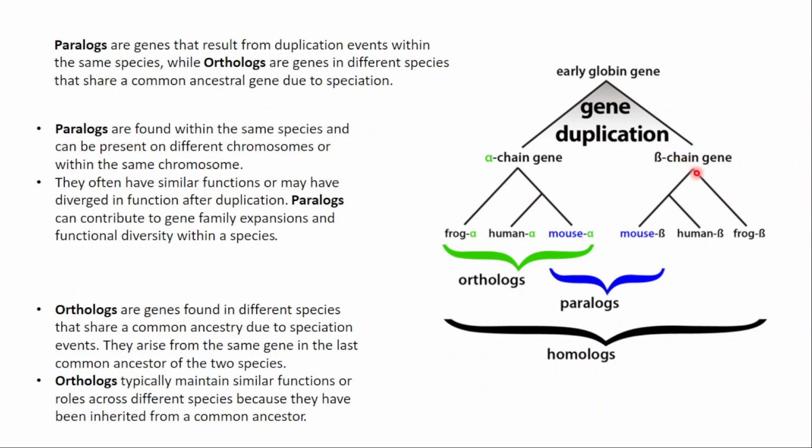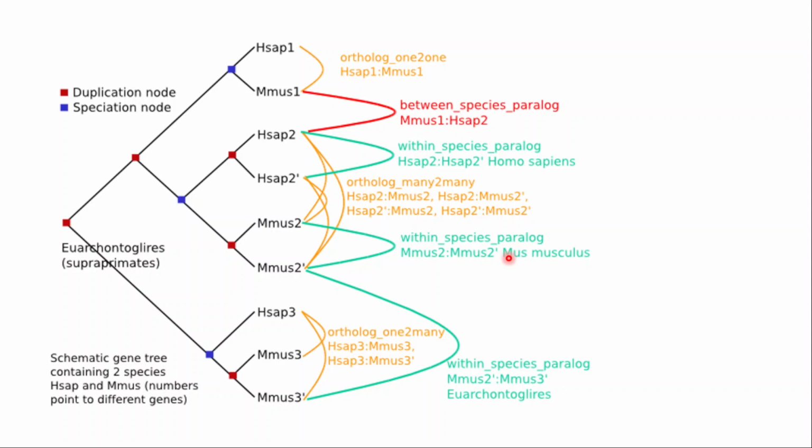Now similarly, the beta chain gene also has its variants: mouse beta, human beta, and frog beta. If we compare mouse alpha and mouse beta in the same species, they are two different genes, alpha chain and beta chain of the globin family. These genes will now be called paralogs. Within the same species, two different genes are called paralogs. Same genes within two different species are called orthologs. I hope this is clear to the students.